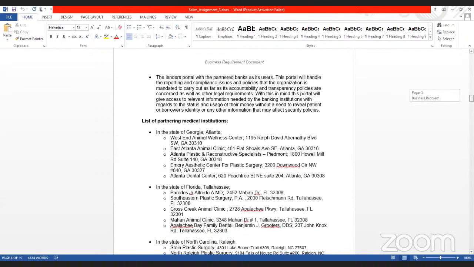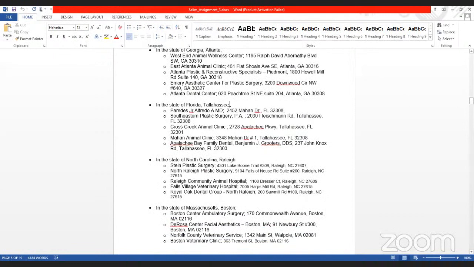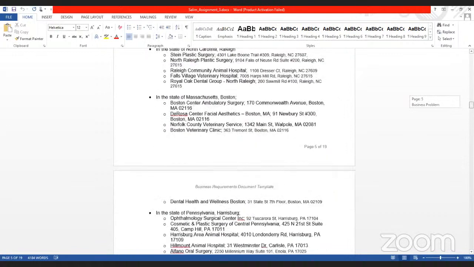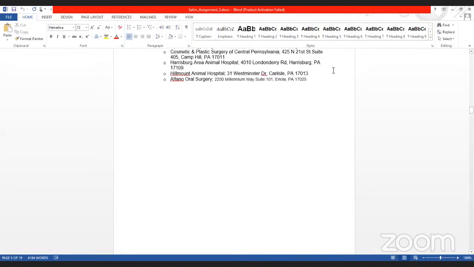And these are a list of medical institutions which they've already gotten some healthcare providers to sign on board and would be the ones which they'll be beginning this project with. So in the state of Georgia, in Atlanta, these are 5 companies that they've planned to start with. In the state of Florida, Tallahassee, this is also the 5. In the state of North Carolina, Raleigh, this is also the 5. In the state of Massachusetts, Boston, this is also the 5. Pennsylvania, Harrisburg, this is also the 5.